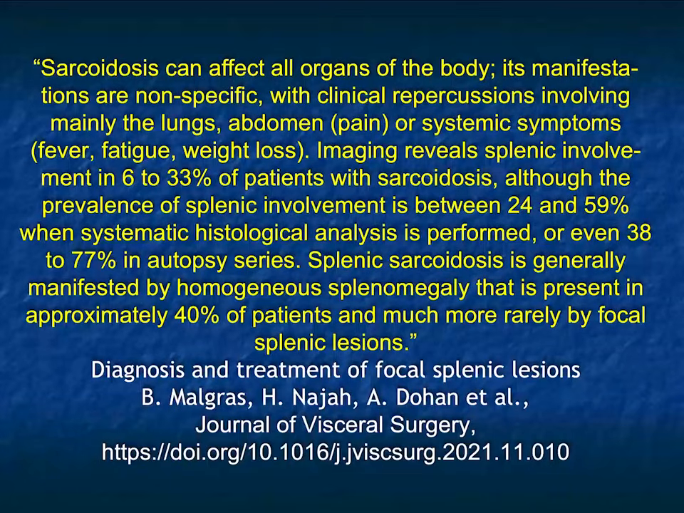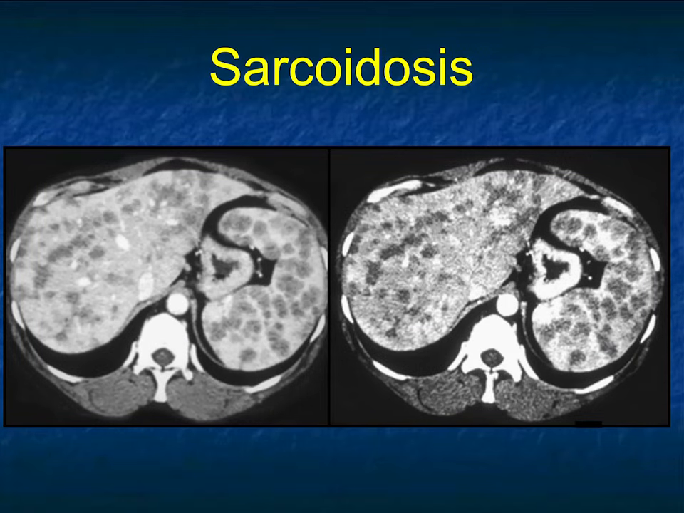So when we do conference and I show a case that's lymphoma, people will often say, well, lymphoma is the first thing I think about. But the second thing I think about, perhaps, sometimes they'll say melanoma, patient's a bit older, or sometimes they'll bring up sarcoid, because sarcoid is really a great mimicker. Splenic sarcoid is generally manifested by homogeneous splenomegaly that is present in approximately 40% of patients and much more rarely focal splenic lesions. We see lots of sarcoid, but not that many splenic lesions, and that's why people often don't think about it. But here's a wonderful example.